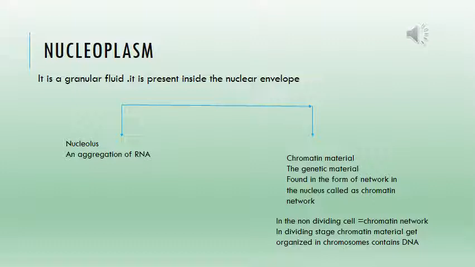Then the other part is the chromatin material. Mostly in the resting stage, or the non-dividing stage, the DNA is found in the form of a network, that is our genetic material in the nucleus, and that is known as the chromatin network. In the dividing stage, this chromatin material gets organized into chromosomes, and that contains the DNA.